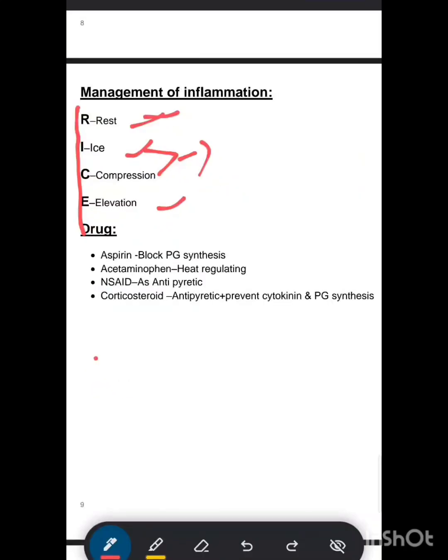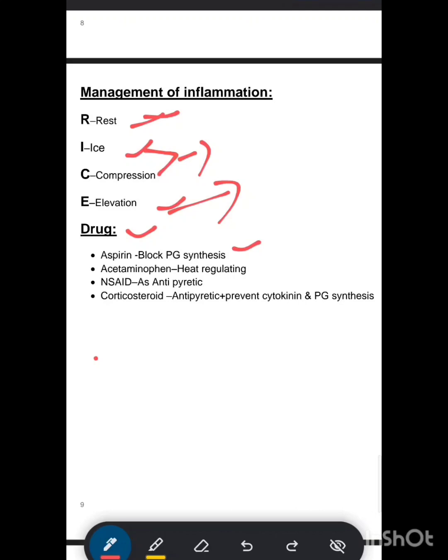Cold compression promotes vasoconstriction and prevents swelling, and elevating the injured extremity above the heart level reduces edema. Then the drugs used for inflammation: first is aspirin, which blocks prostaglandin synthesis, which is responsible for inflammation.